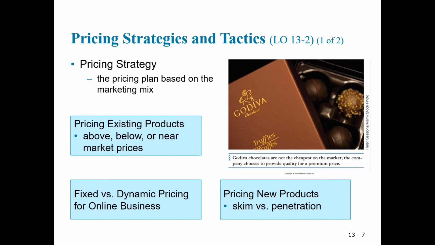2. Pricing new products. A new product can be introduced with a very high price, a skimming strategy, or a very low price, a penetration pricing strategy. The suitable situations for each strategy are addressed. 3. Fixed versus dynamic pricing for online business. The electronic marketplace has introduced a highly variable pricing system as an alternative to the more conventional pricing structures.